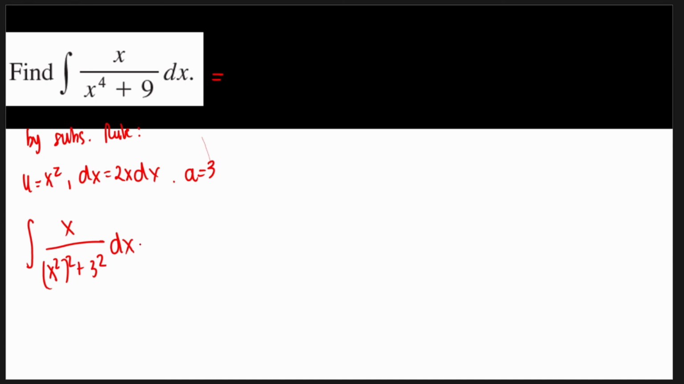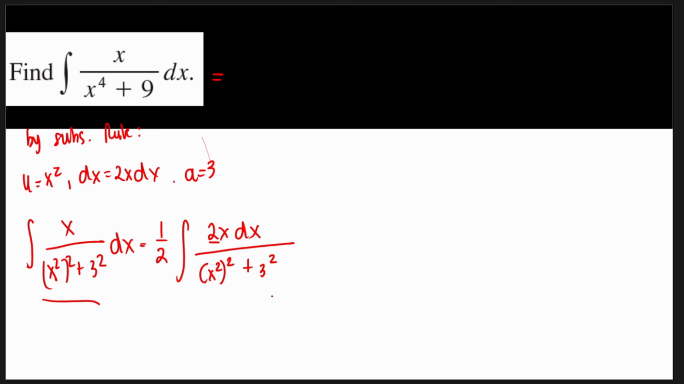So, manipulating this term so that we can easily integrate this, this should be 1/2 of the integral of 2x dx all over the quantity x squared raised to the power of 2 plus 3 squared, right? So we multiply it by 2, so outside of the integral we multiply the reciprocal, 1/2.